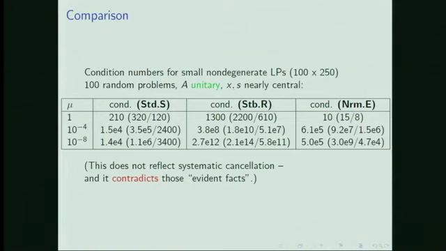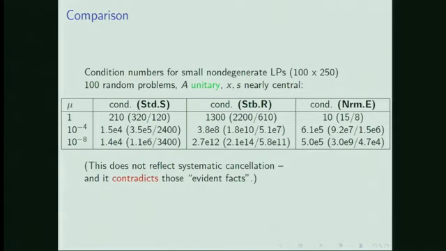Now, when we generate some small size examples, so 100 by 200 dimension, and we use A as a unitary matrix, first of all, this will be motivated later on by the extension to semi-definite programming, and second, it also reduces some of the ill conditioning due to the problem. So we just use unitary matrix X, A, and X and S nearby the central path.